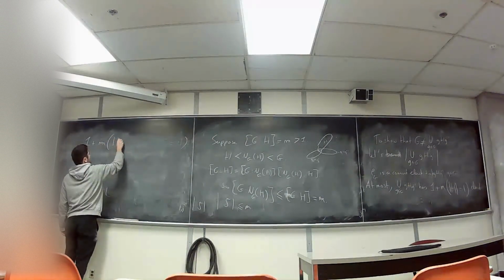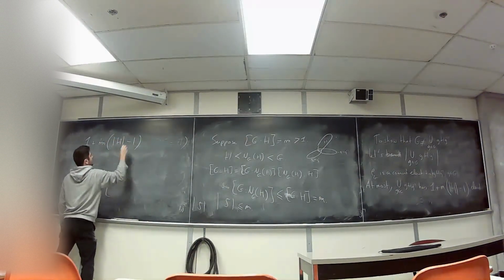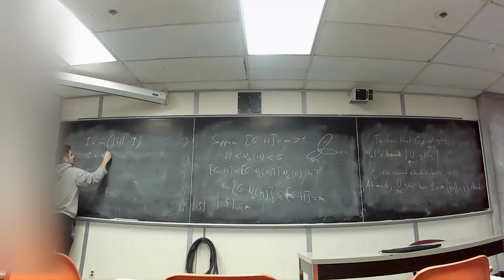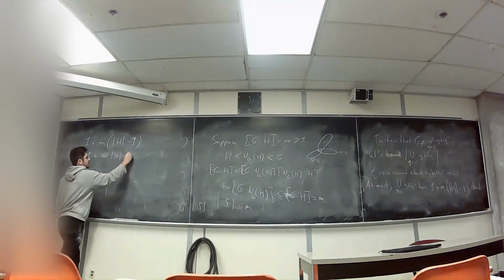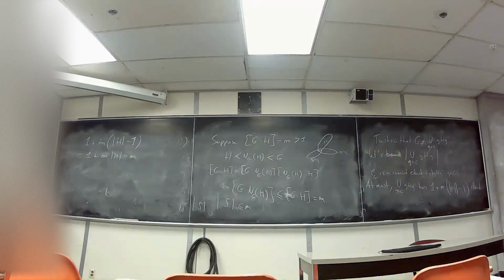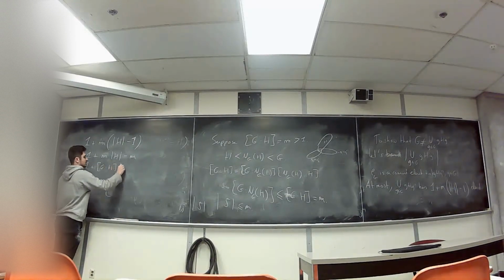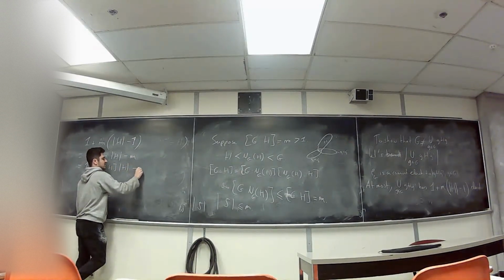What do I have here? H minus 1. What is that? This is just 1 plus M times H minus M. Agree or not? Now, what is M? Look at M. What is the definition of M? It's the index of H. This is 1 plus G index H times the size of H minus M.